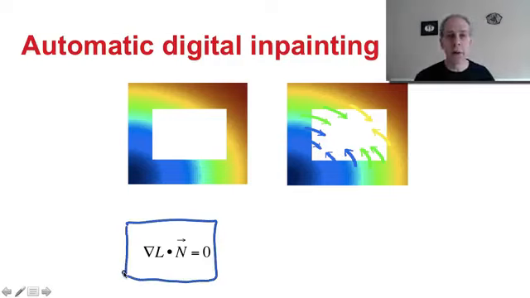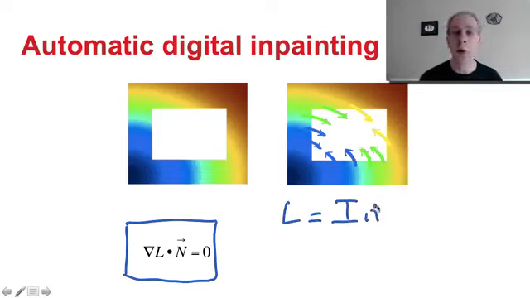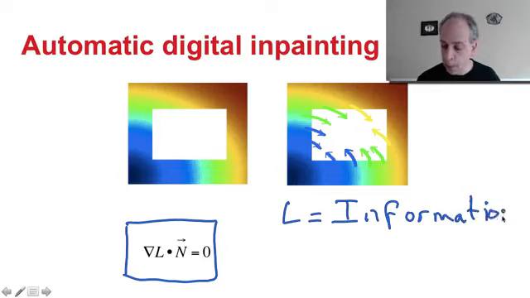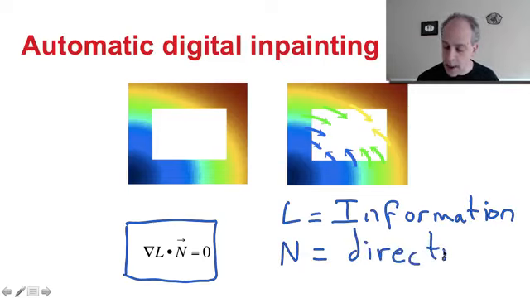The way we're going to do that is with this equation. This is the first component of image inpainting with partial differential equations. So what's happening here? L is the information that we want to propagate. I'm not telling you yet what that information is. It's the information that we want to propagate. And N is the direction in which we're propagating that information. So N is the direction of the propagation.